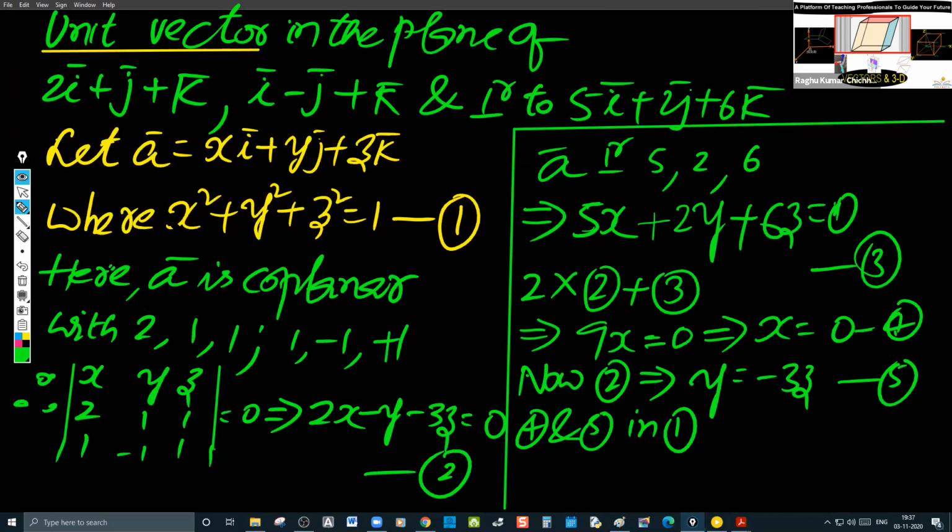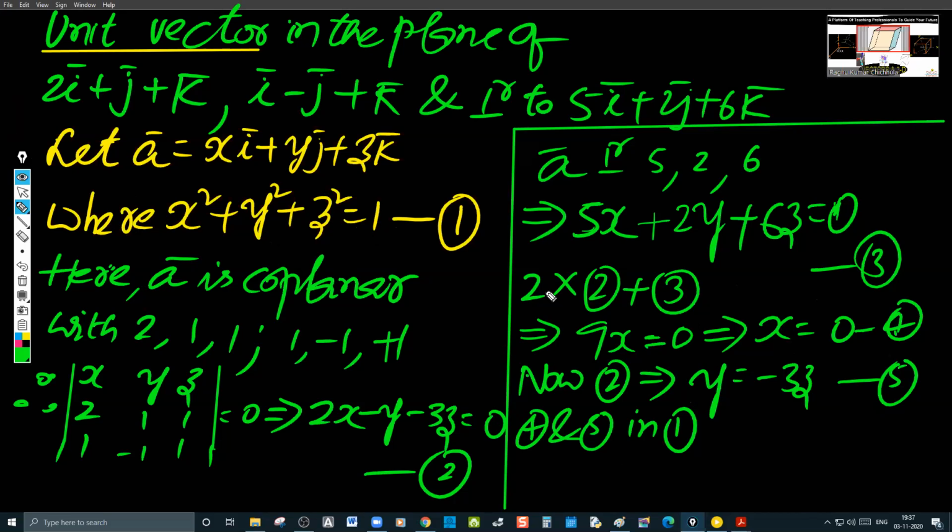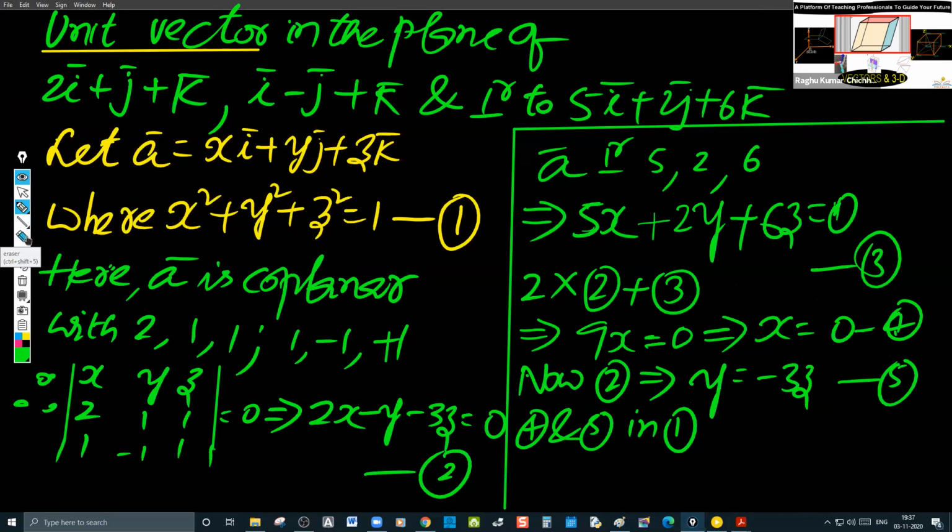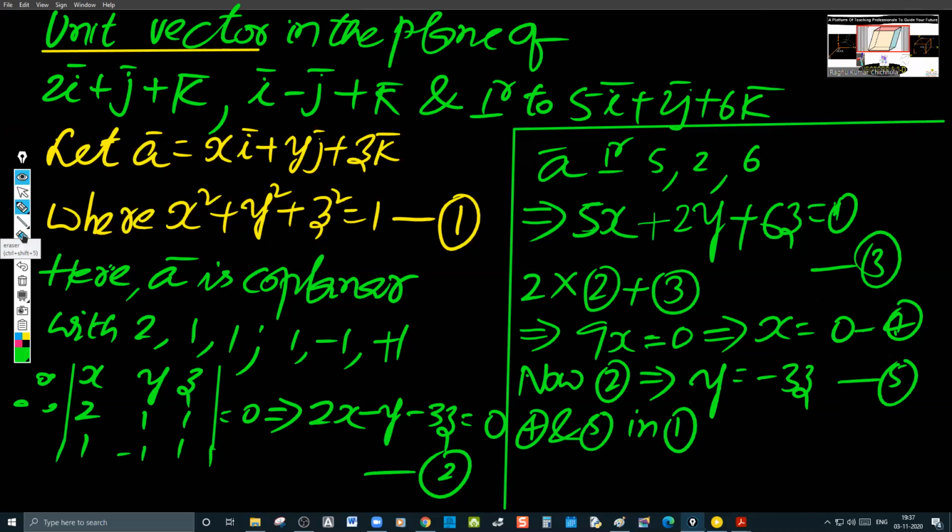Yeah. Substitute that, please. 4 and 5 in equation 1. What is 4 here? This says x is 0, substituted: y square plus z square is equal to 1. Replace y with minus 3z. So 9z square plus z square equals 10z square equals 1. Tell me the value of z and y then. 10z square equals 1, z square equals 1 by 10, z equals 1 by root 10.